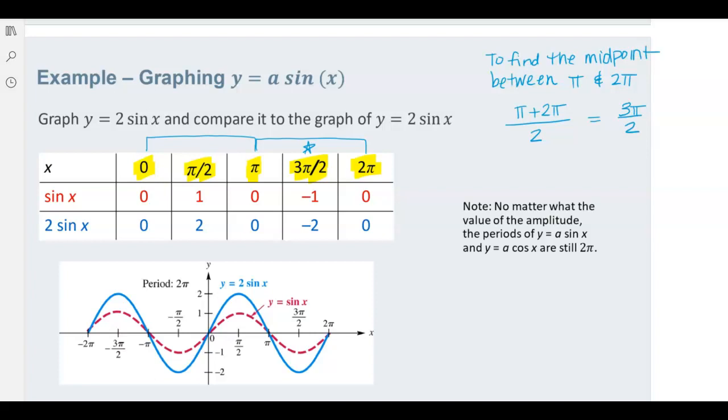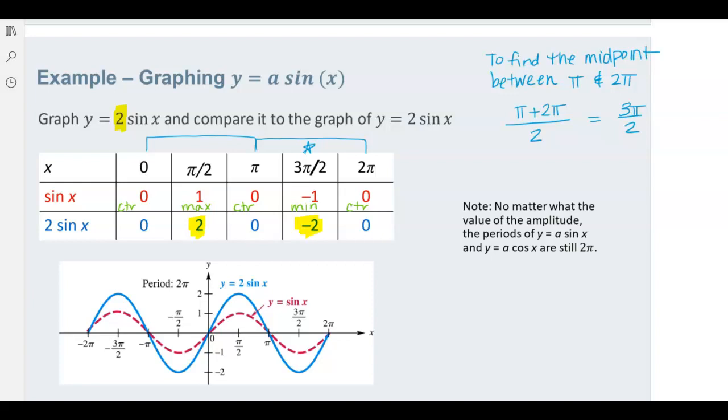We said that the pattern for sine was to start at the center, go to the max, back to the center, down to the min, and then back to the center. The max and the min for normal sine is 1 and -1. But because in this example we have a 2 in front, the amplitude is 2, our max and min points are going to be stretched to 2 and -2.